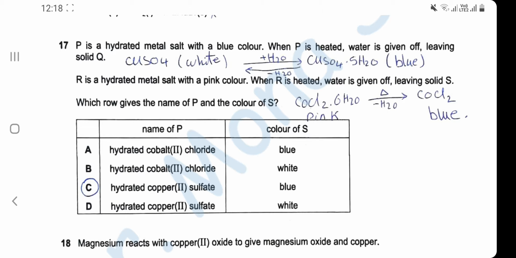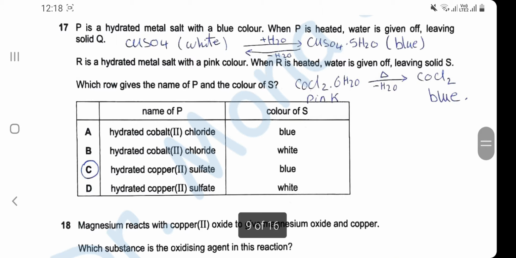Hydrated cobalt chloride, first column, A. Hydrated cobalt chloride, no, of course not. Hydrated cobalt chloride is pink, and the P salt is blue. So answer B, A and B is wrong.